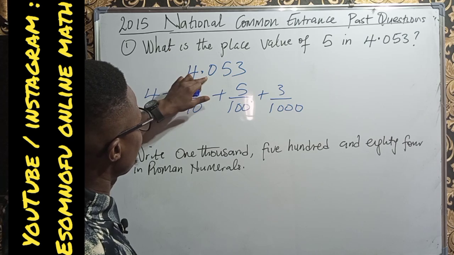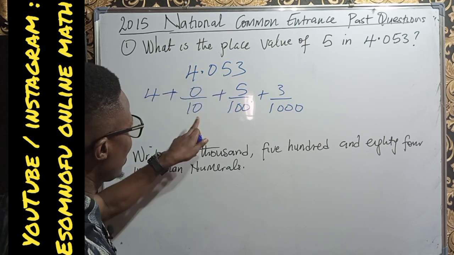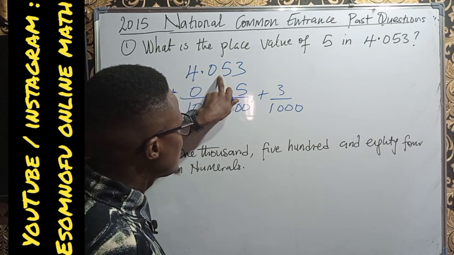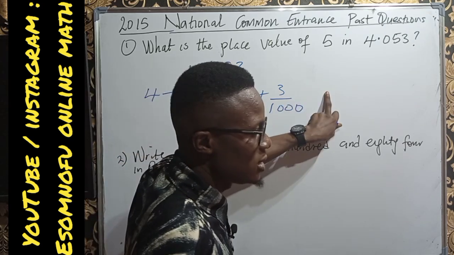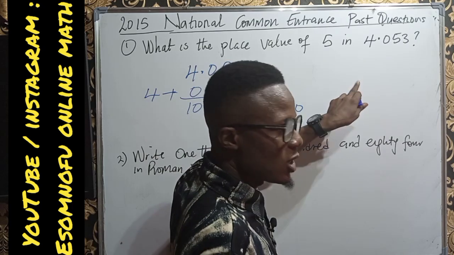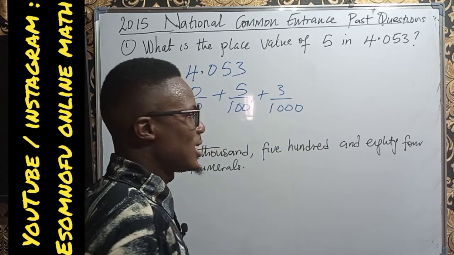So the funny thing is that the first digit in the decimal has 10 as the denominator. Second digit we have 100. Third digit we have 1000. Fourth digit 10,000. Fifth digit 100,000. In that order. That is what it means.